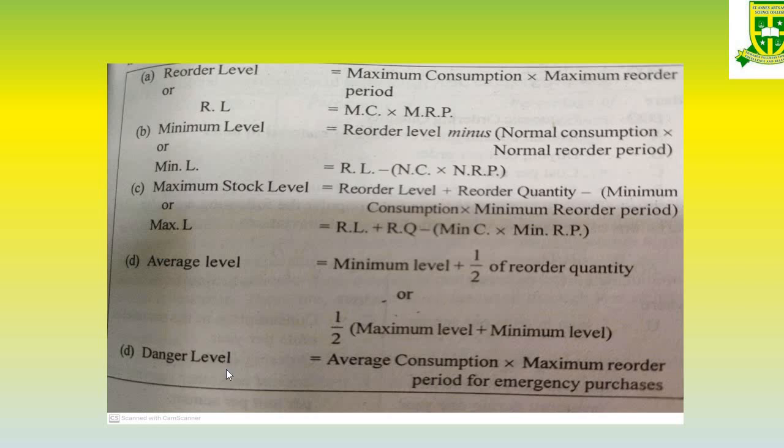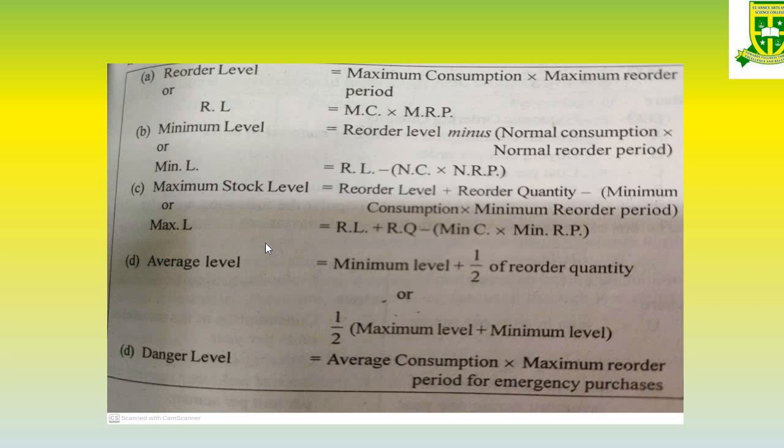A danger level is the point that the stock should not go beyond. That is the danger level. The danger level is average consumption into maximum reorder period for emergency purchase. Here it is not the normal maximum reorder period; it is only for emergency purchase. What is the maximum reorder period for emergency purchase? So that is the danger level.